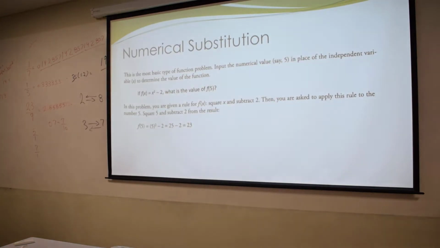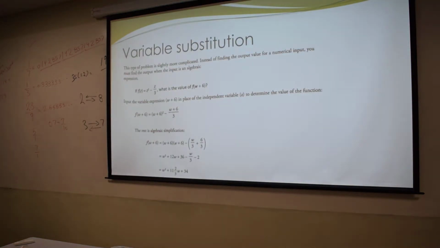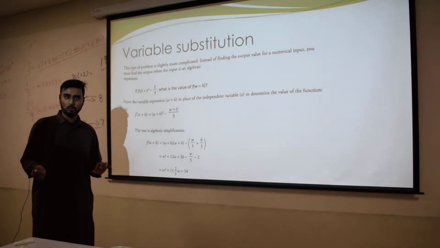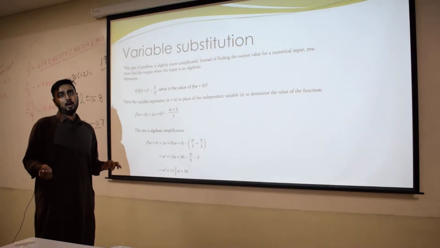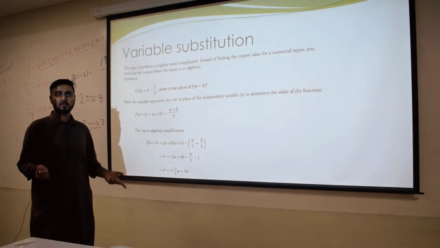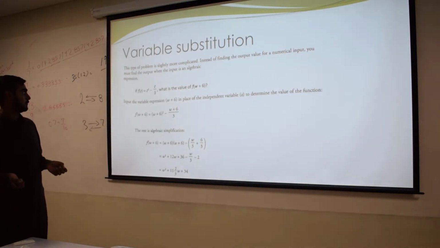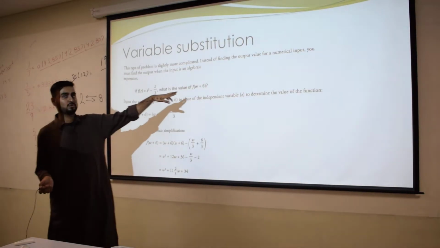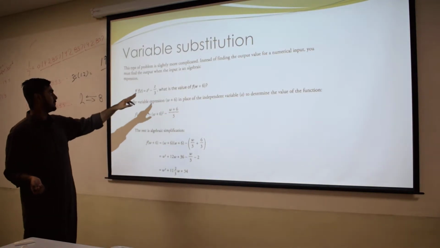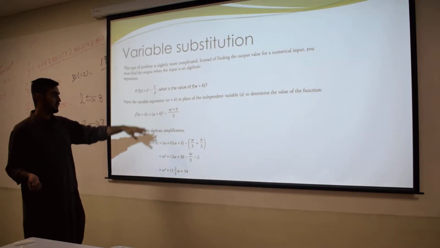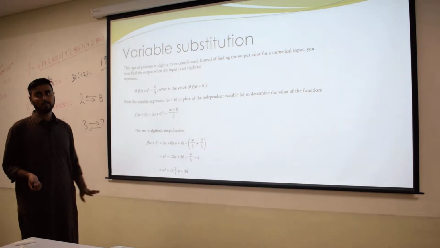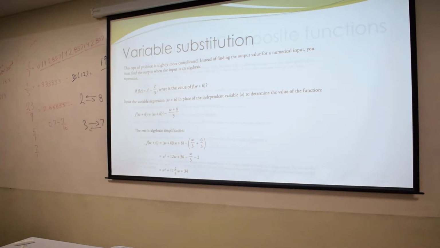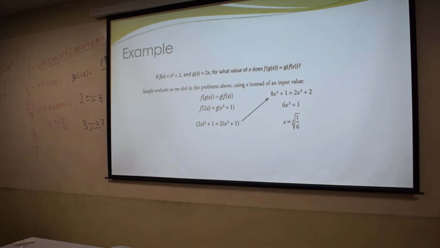Okay? And that was a numerical substitution. You substituted a numerical value in the variable. You can also do variable substitution in a function, and for example, this is your function f of z, and in place of z you need to substitute w plus 6. So you substitute w plus 6 in place of z, and then the rest is simplification, and finally you get your answer. Okay, and this is it.